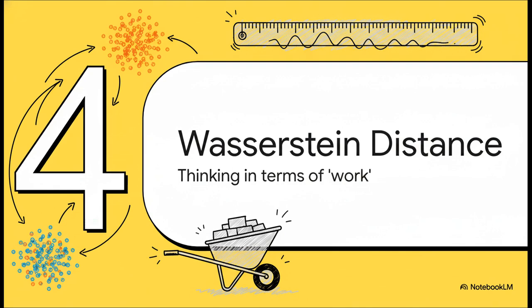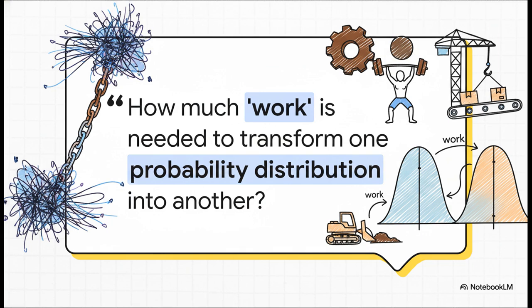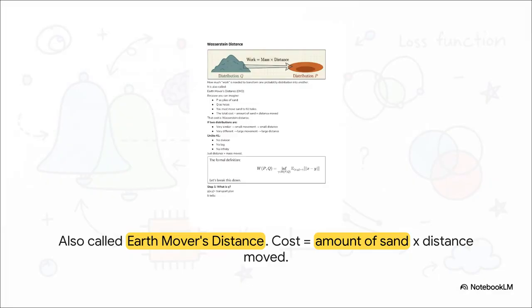We need a totally new way of thinking about distance. And that brings us to a very powerful metric called the Wasserstein distance. Instead of thinking about abstract ideas like information or surprise, Wasserstein asks a much more physical, intuitive question. It asks, how much actual work would it take to turn one pile of data into another? And the best way to picture this is with a fantastic analogy: the Earth mover's distance.